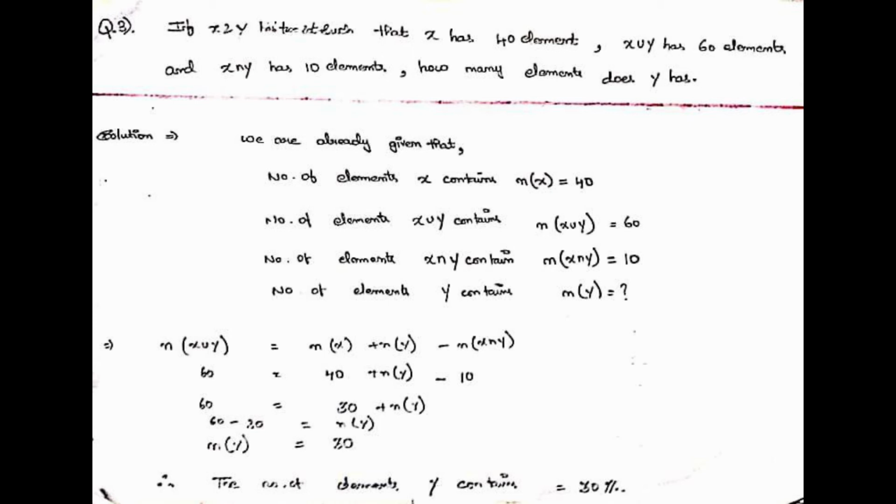We already know the formula, that is n(X ∪ Y) = n(X) + n(Y) − n(X ∩ Y). By substituting the value of n(X ∪ Y) on the LHS and n(X) and n(X ∩ Y) on the RHS, and at last calculating the values, we get n(Y) = 30. That is, the total number of elements Y contains is 30.